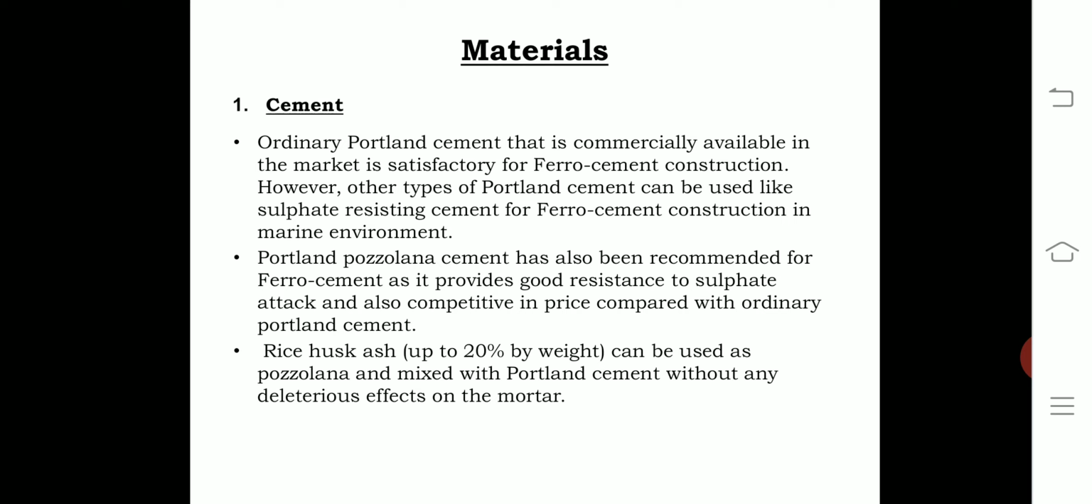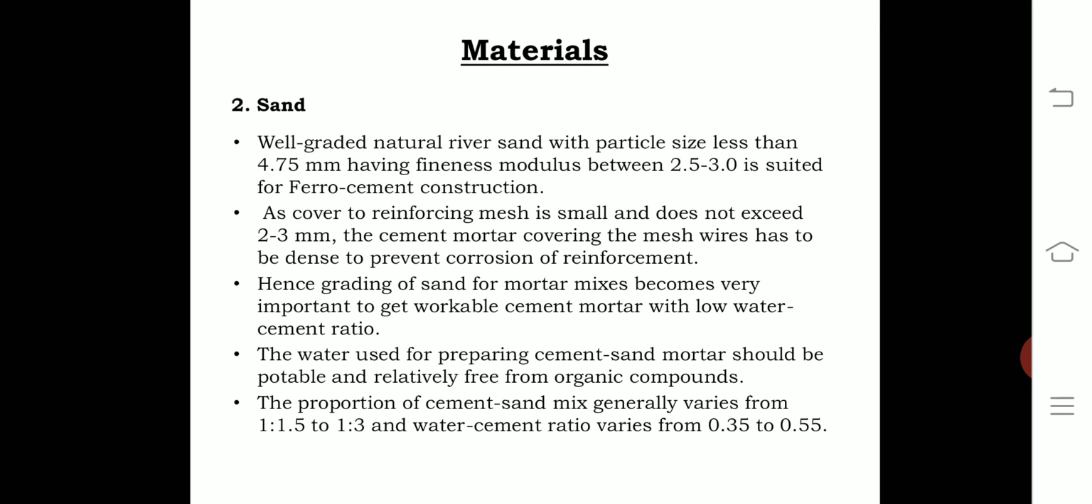This is about cement. Coming to the sand, well graded natural river sand with particle size less than 4.75 mm and having fineness modulus between 2.5 to 3 is suited for ferrocement construction. As the cover to reinforcing mesh is small and does not exceed 2 to 3 mm, the cement mortar covering the mesh wires has to be dense to prevent corrosion of reinforcement. Hence, grading of sand for mortar mixes becomes very important to get workable cement mortar with low water cement ratio.